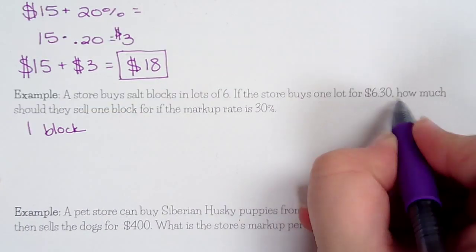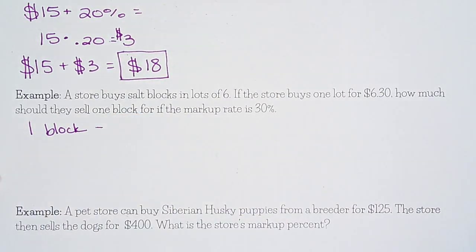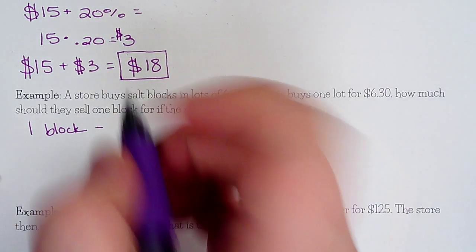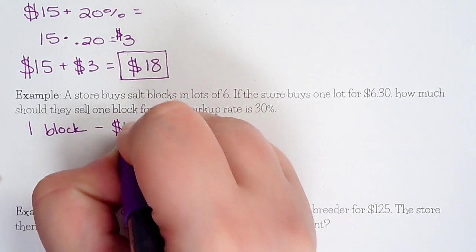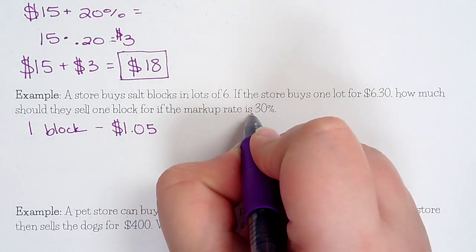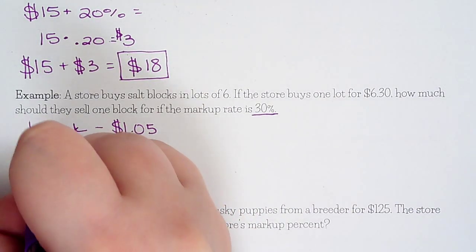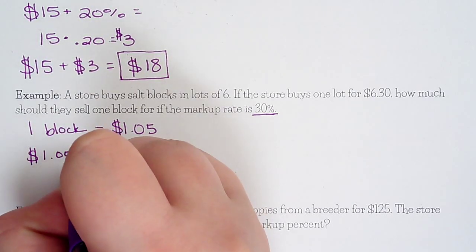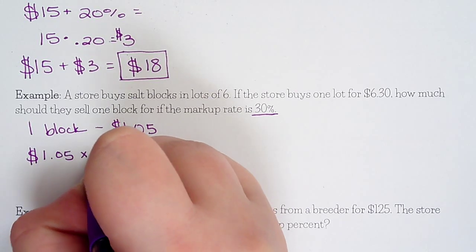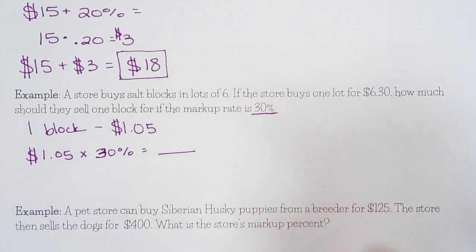If you get $6.30 for 6, then one block is going to be $6.30 divided by 6. Let's do that real quick. $6.30 divided by 6 means each block is $1.05. But we need to have a markup rate of 30%. So our formula says that we need $1.05 times a markup rate of, I guess I'll just put it in percentages here, 30% to equal our retail.